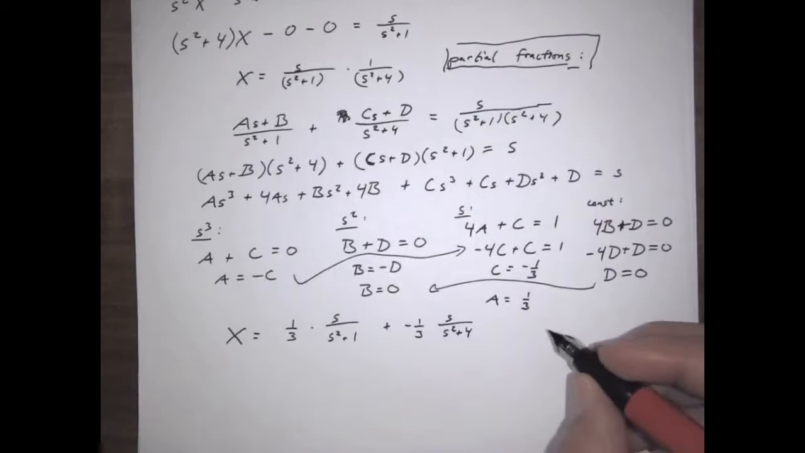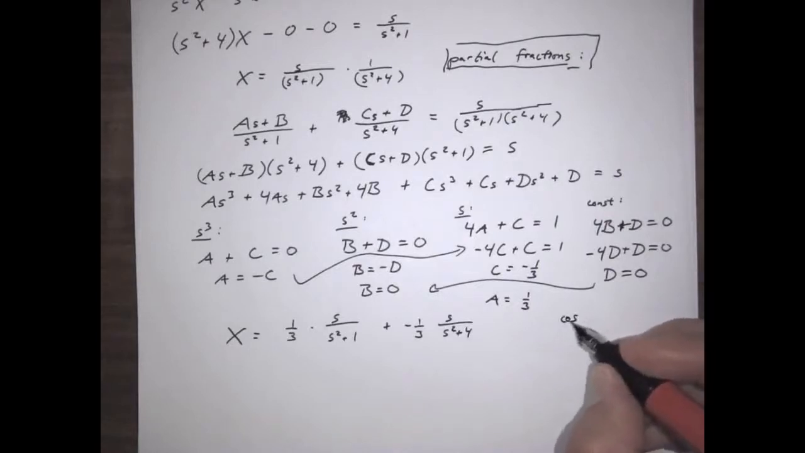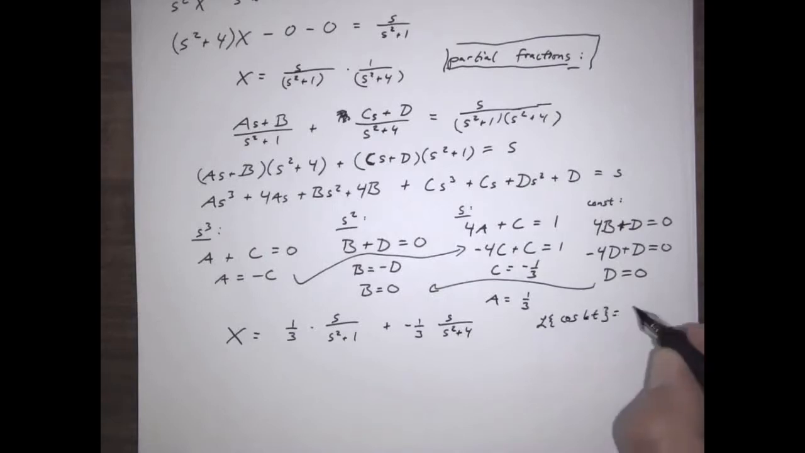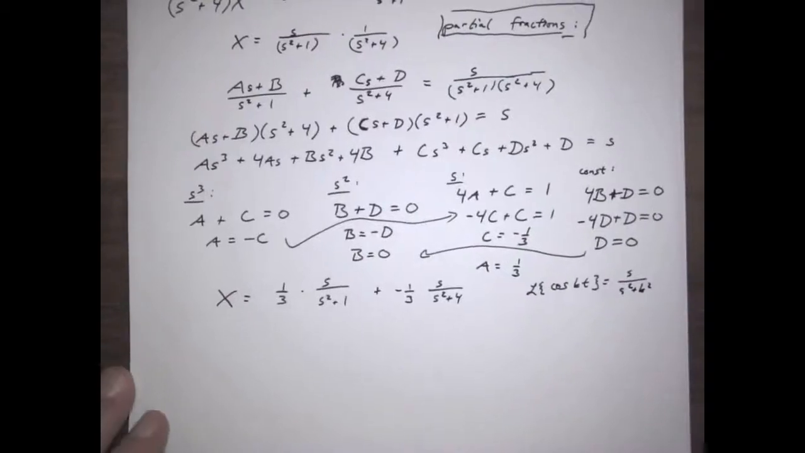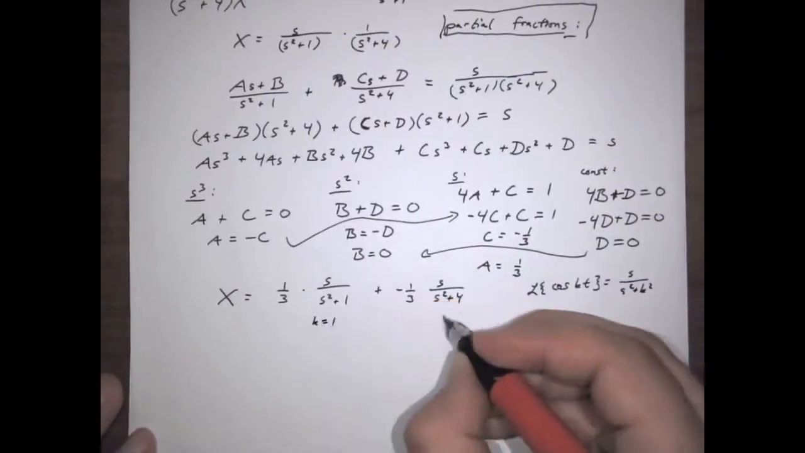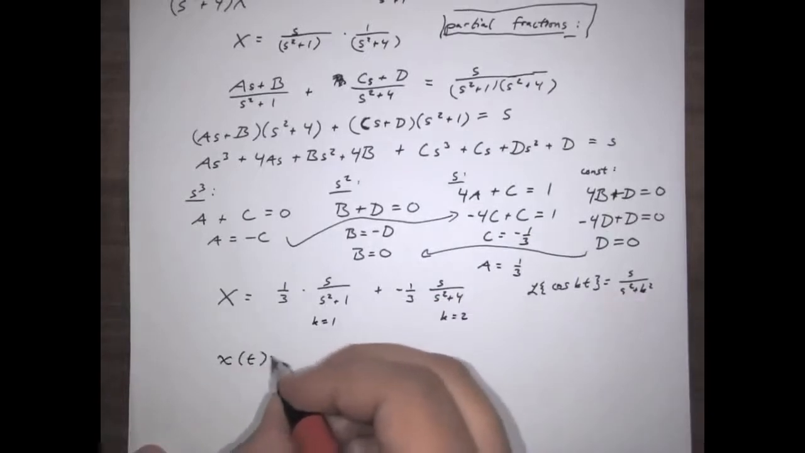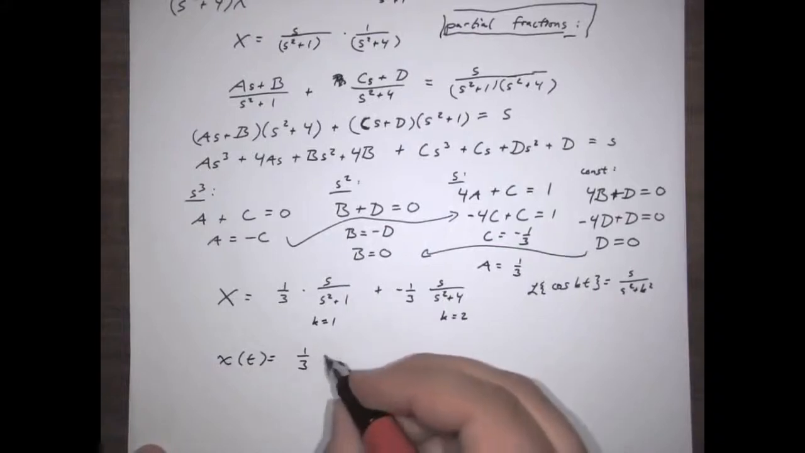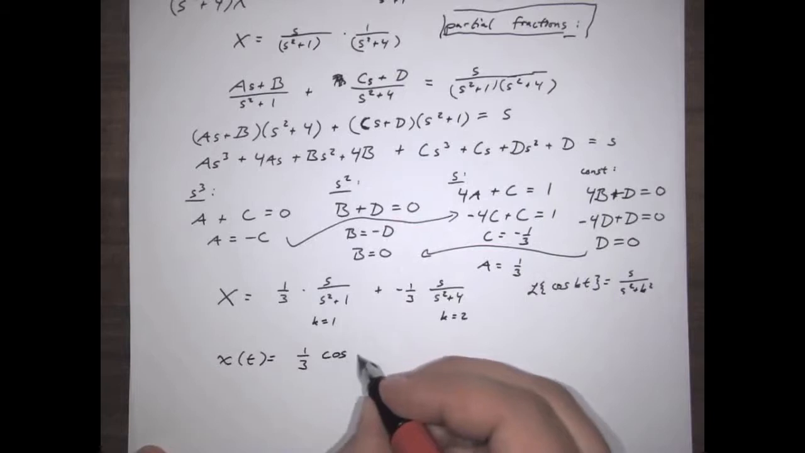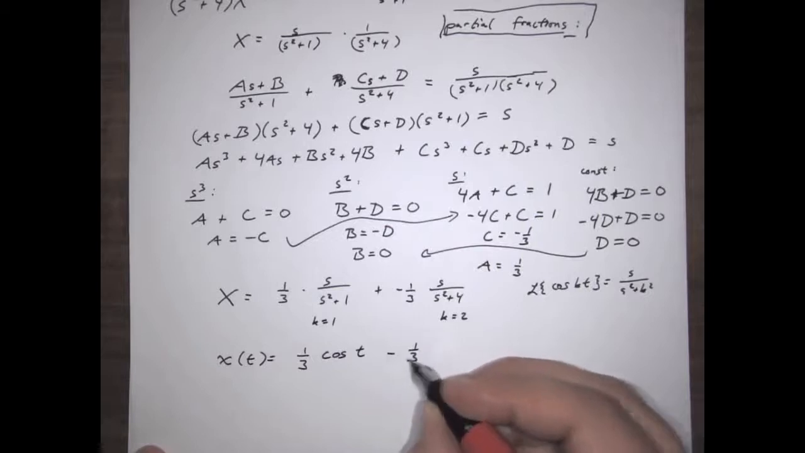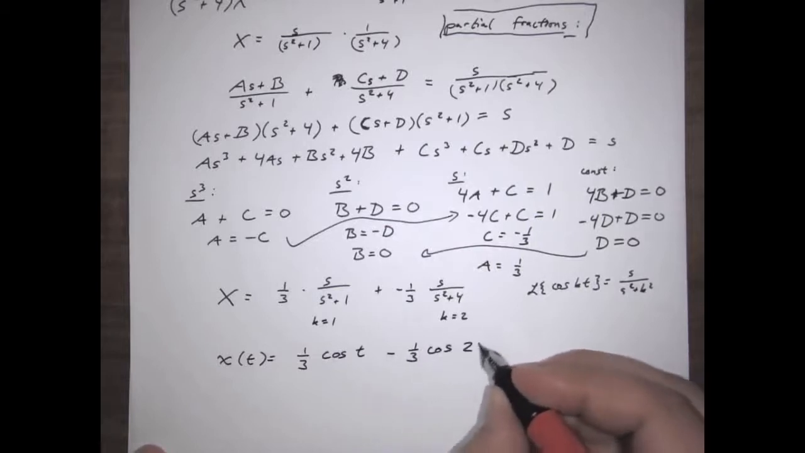Now once again here we are talking therefore about a Laplace transform of cosine kt, which is equal to s over s squared plus k squared. And here we're talking about k equals 1, and here we're talking about k equals 2. So then that means little x of t is going to equal 1/3 cosine of just t, 1t, minus 1/3 times the cosine of 2t.